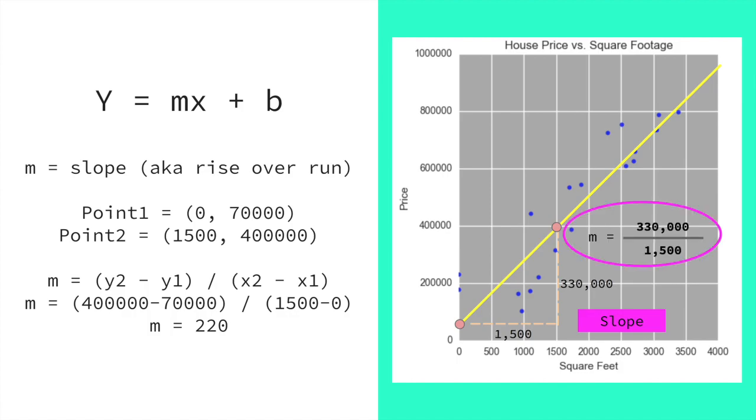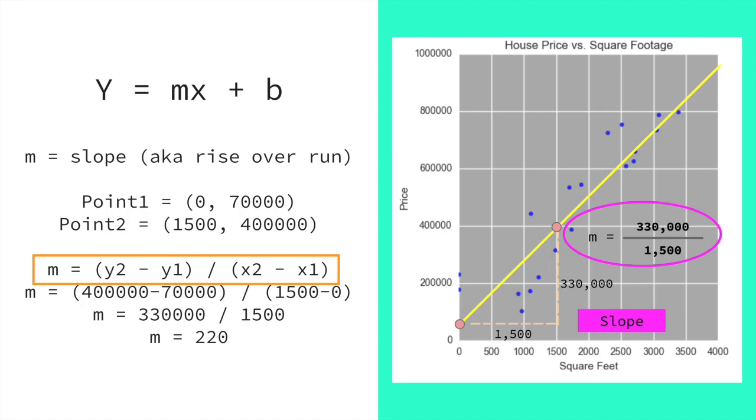We can calculate this pretty simply by taking any two random points on the line. With these 2 points, we can use the formula y2 minus y1 divided by x2 minus x1. In this case, our slope is 330,000 over 1,500, which simplifies to 220. In the context of this house price example, this means for every additional square foot of house size, our predicted house value goes up by $220.